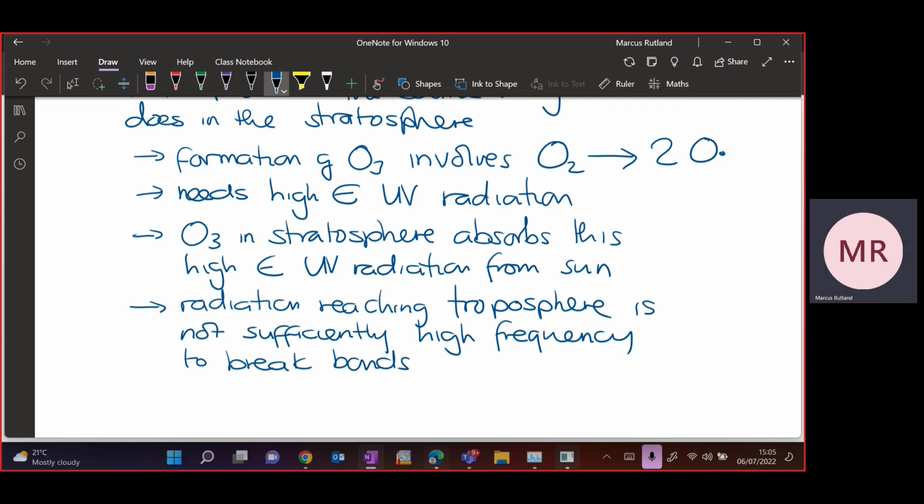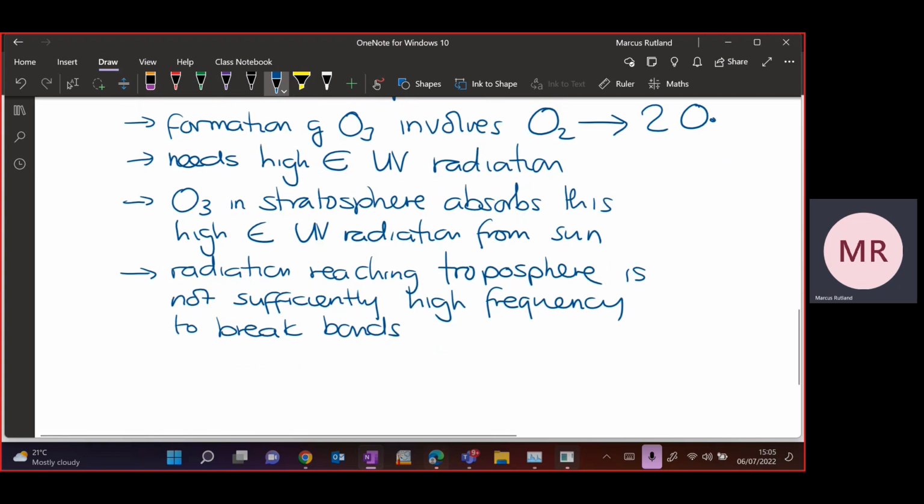Okay, so don't say there isn't enough UV radiation. There's plenty of UV radiation reaching the troposphere. It's just lower frequency UV radiation, the stuff that's not absorbed in the stratosphere. But that is not sufficiently high frequency to break bonds. Therefore, it can't smash up the O2 molecules to make oxygen radicals. Therefore, they can't react to make O3. So therefore, that doesn't happen. So since we have O3 forming in the stratosphere, we can't have O3 forming in the troposphere.